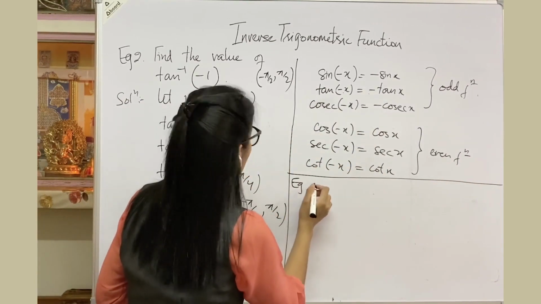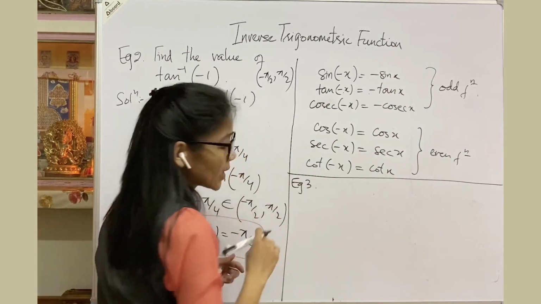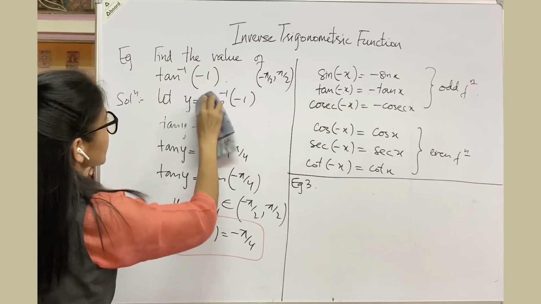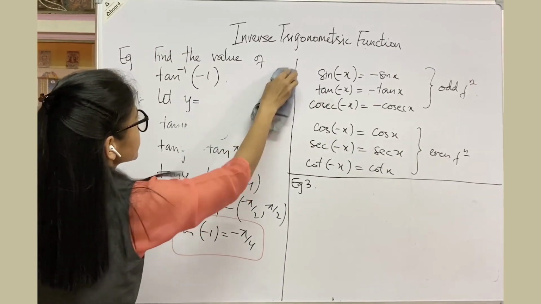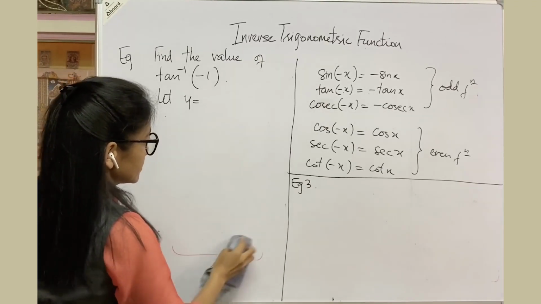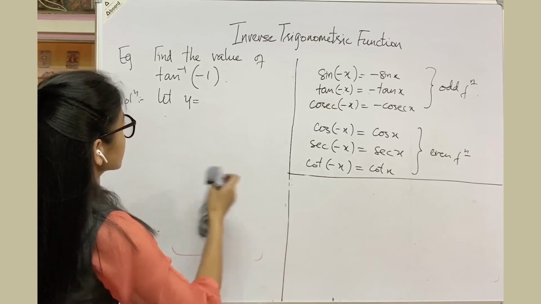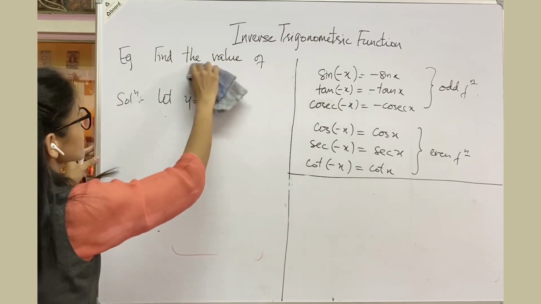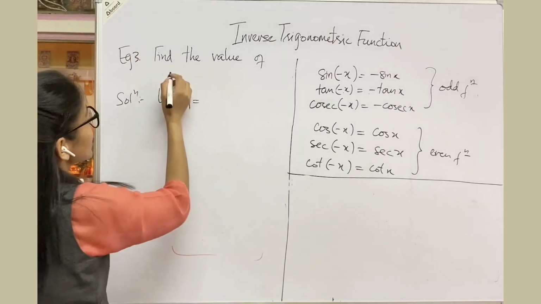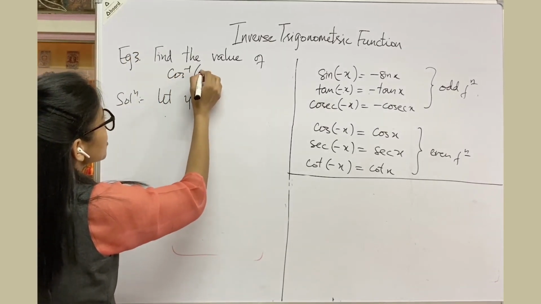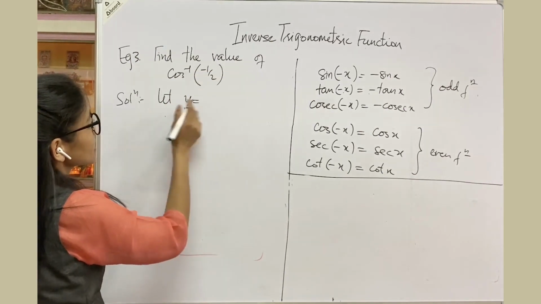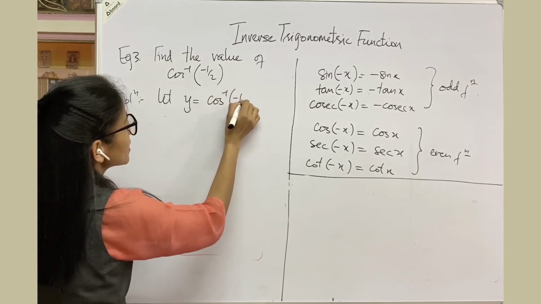Example 3. Okay, I'll write it here. Find the value of example 3. Find the value of cos inverse of negative half, okay? Now you start like this, let y is equals to cos inverse of negative half.